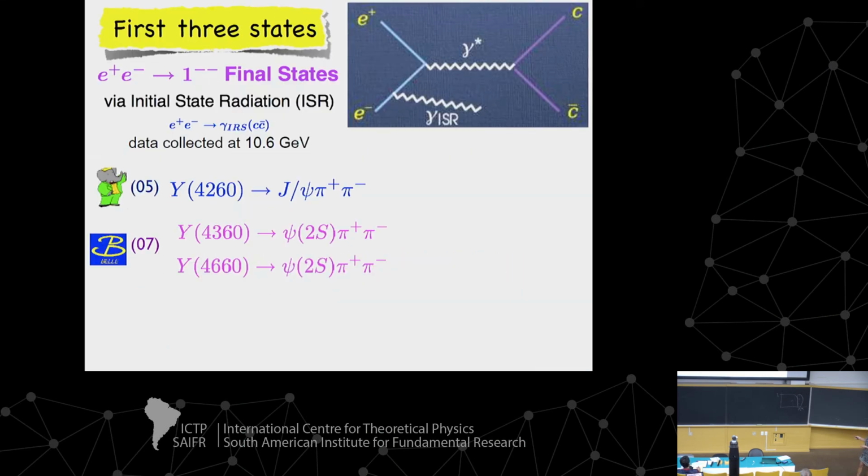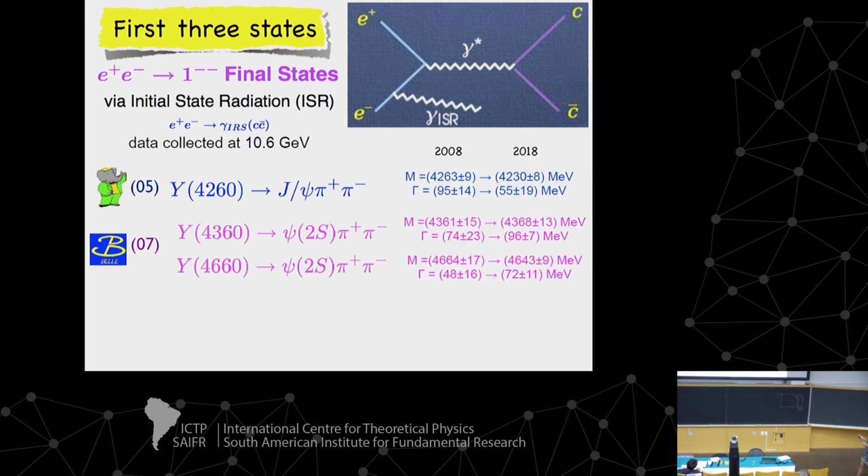So let's start with the first three states that were observed in e plus e minus to 1 minus minus final states via initial state radiation. Because in these B factories, the energy of the e plus e minus was much higher than the Y state. So there is this initial radiation, and then the virtual photon has a mass compatible with the observation. The first one was the Y(4260), observed in J/psi pi plus pi minus, and the other two were observed in 2007 by Belle in the channel psi prime pi plus pi minus.